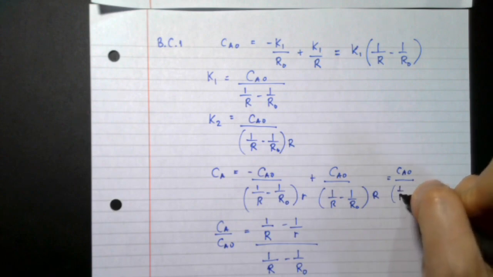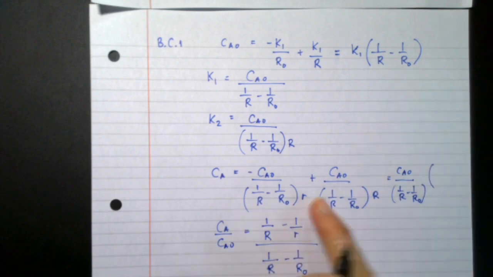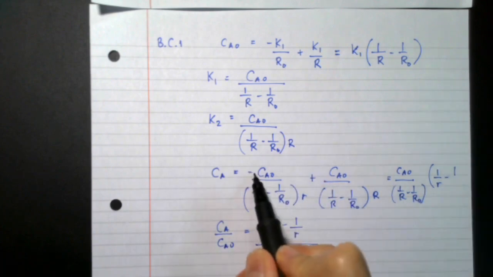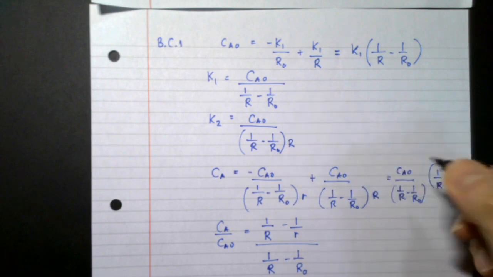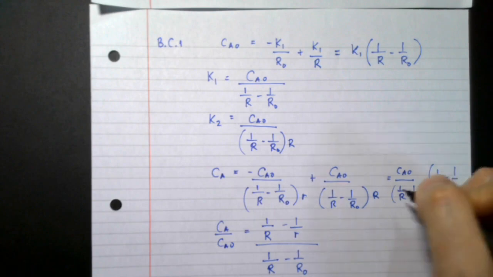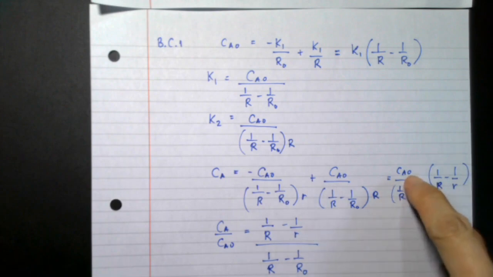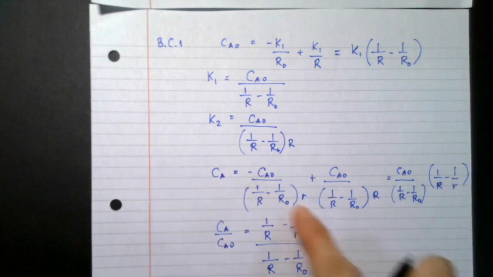So we have 1 over R minus 1 over R0. Okay, and then we'll have 1 over R, small r here, minus 1, or this one because we have the negative here. Okay, so this one is capital R, 1 over R. So from this one, minus 1 over small r. So from here. Okay, and then we just transferred Ca0 to the denominator of this. So we obtain this. So this is our concentration profile.